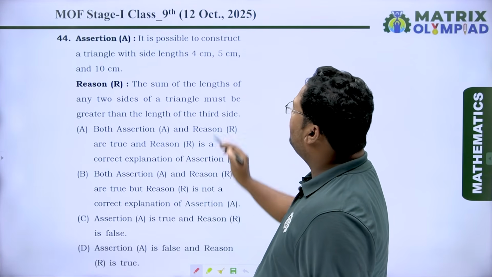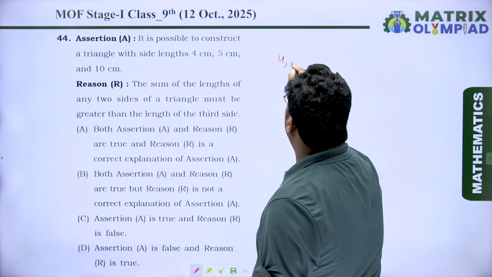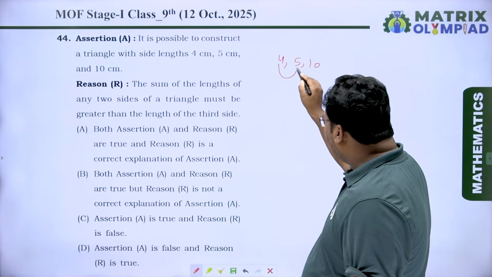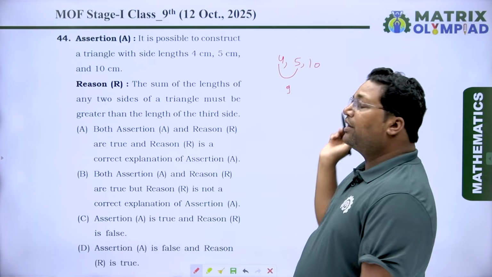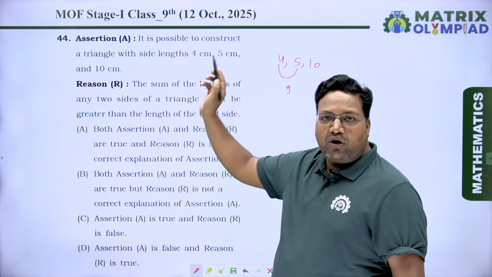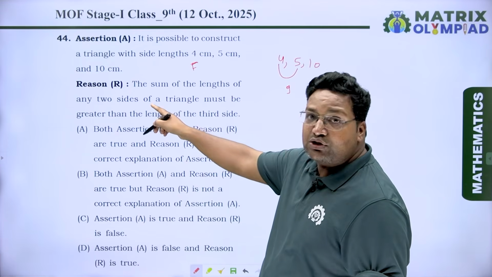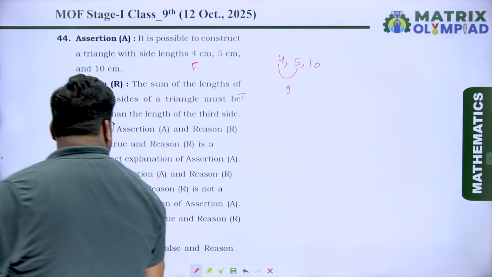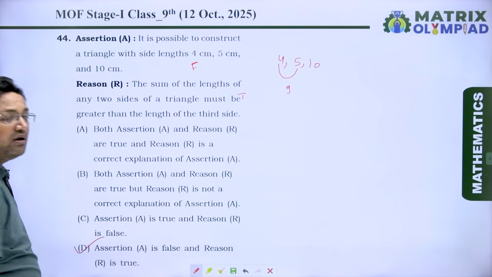So here the sides are given as 4 cm, 5 cm and 10 cm. When we add these two terms, 4 plus 5 is 9, and 9 is not greater than the third side, 10. So these sides do not form a triangle. So this assertion is false, and the reason is true because this theorem is true. So our answer is assertion A is false and reason is true. So option D will be the correct answer.